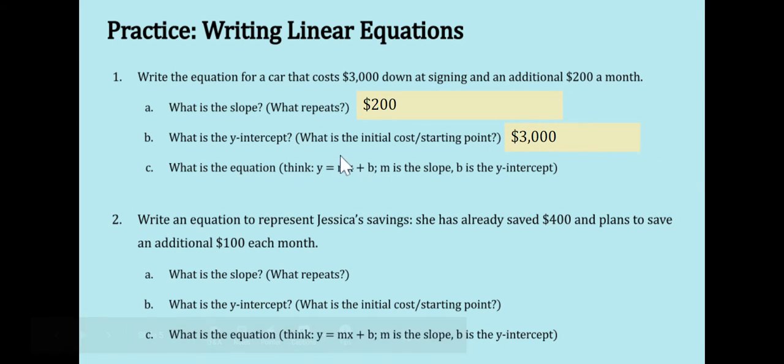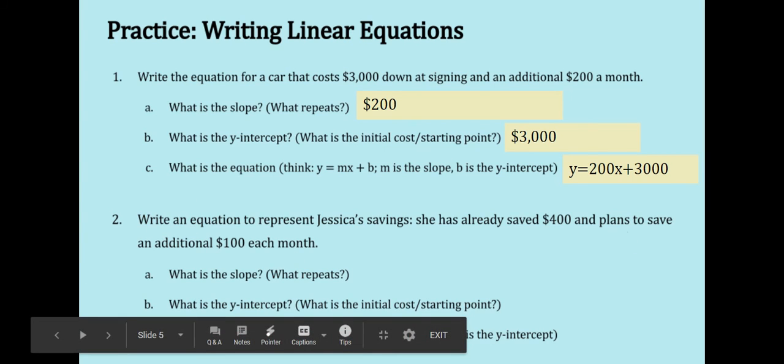So now we have to put this all together. If you remember from Algebra 1, y equals mx plus b, which is just slope-intercept form. M is the slope, b is the y-intercept. We know our slope is 200, so instead of m, I'm going to write 200. We know our b or our y-intercept is 3,000, so instead of b, we're going to write 3,000. So we end up with y equals 200x plus 3,000. And make sure you're including your variables y and x when you're writing that equation.